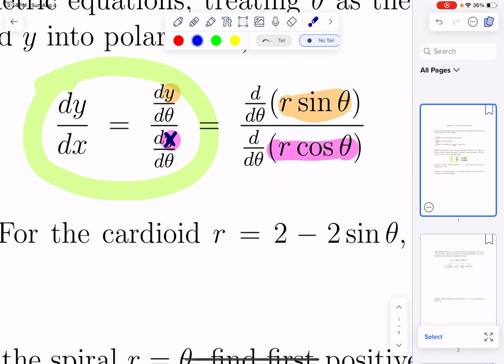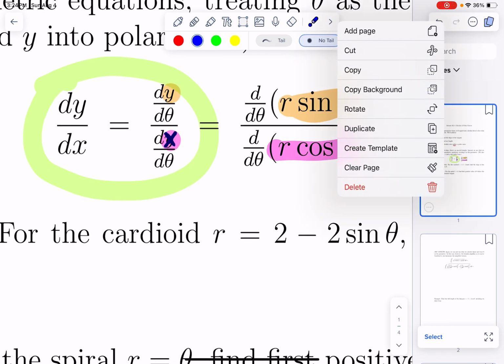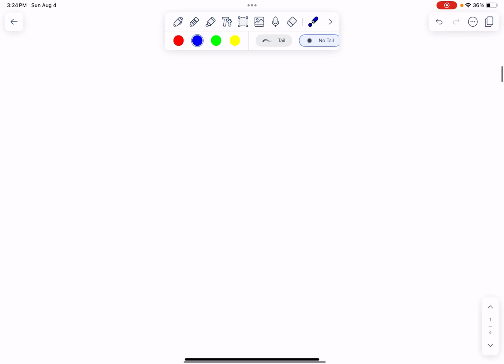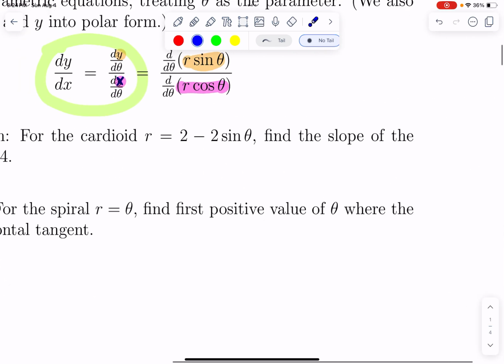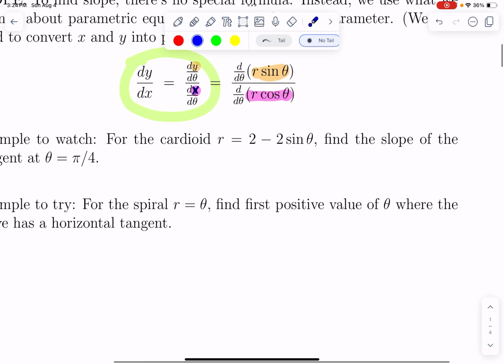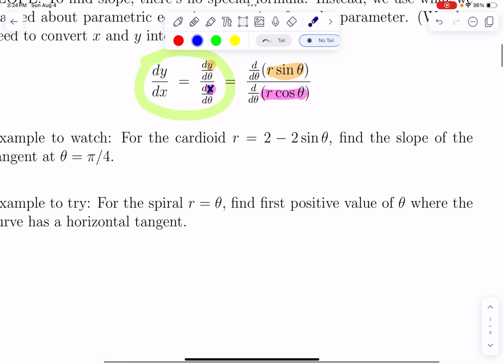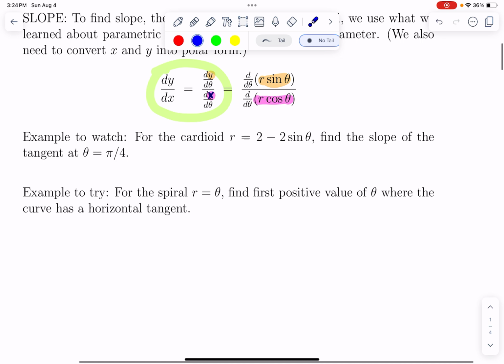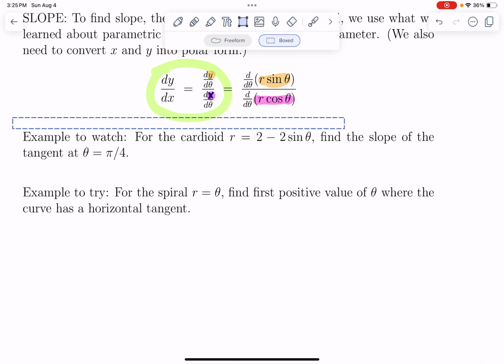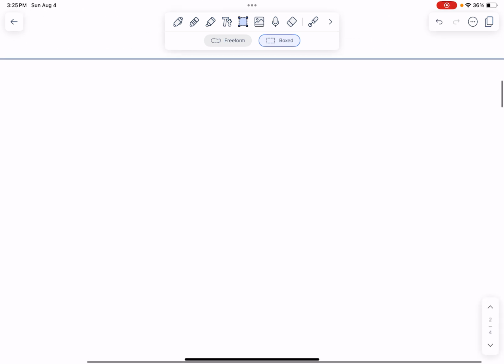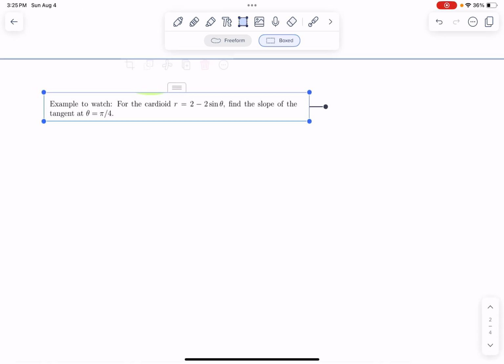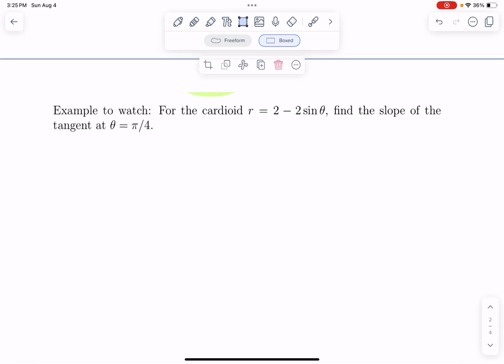So let me add a page here. So here's just an example to watch. So for the cardioid, r equals 2 minus 2 sine theta, find the slope of the tangent at theta equals pi over 4. So I'll copy it here. And let's just look at this graph to get a sense of what's going on.